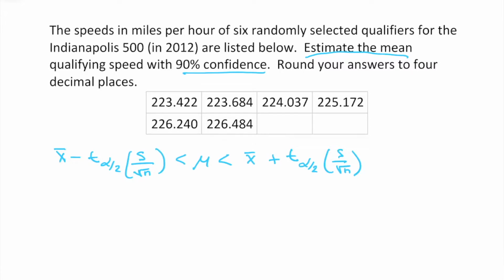So in order to find our confidence interval, we're going to need to find the mean of these 6 sample observations. We're also going to need to find our t-value and our sample standard deviation s. The only thing we know so far is n, which is 6 because we have 6 observations. So let's go ahead and find our sample mean and sample standard deviation in our calculator.